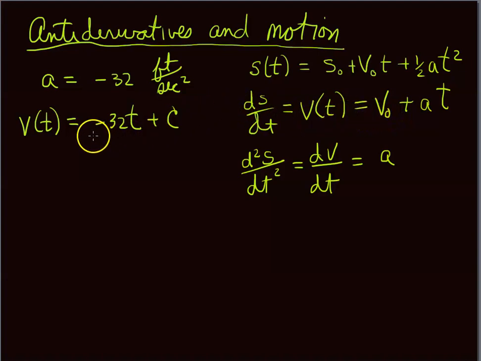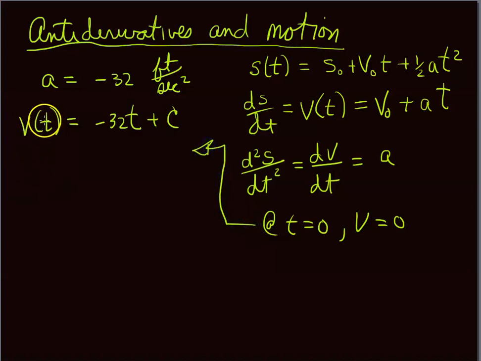Now, at this point, you need that initial value problem information. So, if we wanted just the velocity, we'd need something like at t equals 0, v equals 0. So if we're given that information, we're going to plug that in. And v is 0 when t is 0 means c would also be 0, I guess. And you just get this negative 32t for v.